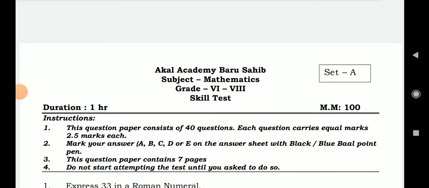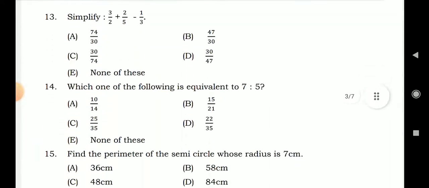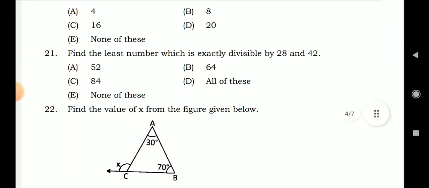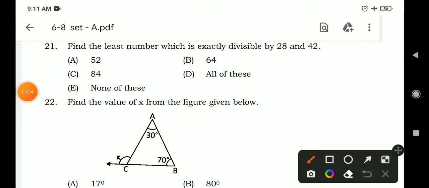Dear students, in the previous video, we solved the 20 questions of this Paper 6 to 8 mathematics skill test. Now we will proceed with our session and start from question number 21. Our 21st question is: find the list which is exactly divisible by 28 and 42. List number means you will find the LCM of 28 and 42. So look here how you can find it.